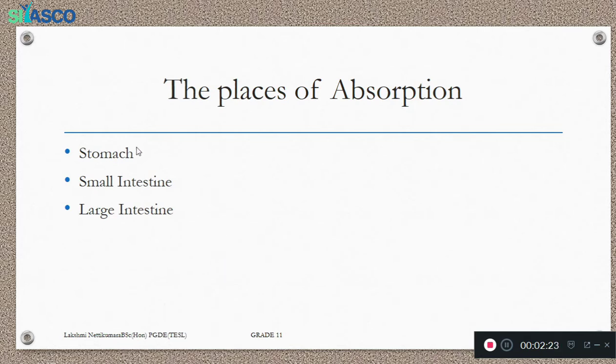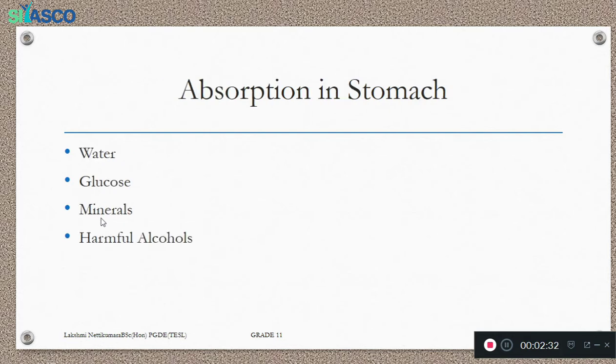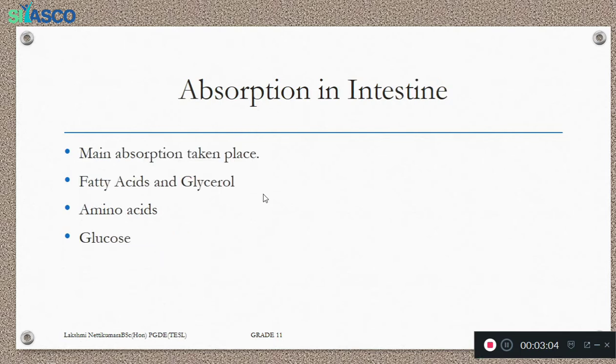These are the places of absorption: stomach, small intestine and large intestine. Let's see what will absorb in the stomach. Water, glucose, minerals and harmful alcohols. Here I mention harmful alcohols are the alcohols which contain a high percentage of alcohol. That means what we commonly call kasippu, arak, beer, whiskey like alcohols. All these things absorb to the bloodstream in the stomach.